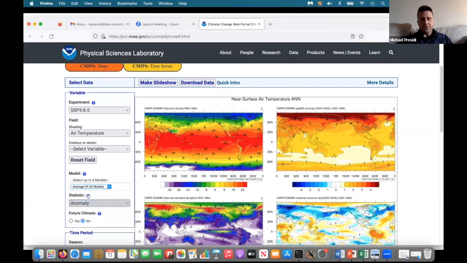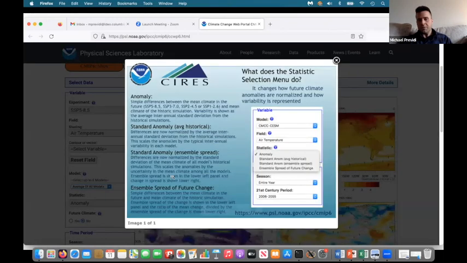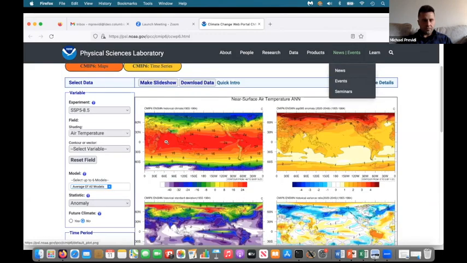And if you click on the little question mark here, there's some information about those other statistics that you can examine. And I'll note that in this plot that's shown here as an example, and also in the exercise that we do today, we'll focus really on this plot in the top right here, which is the anomaly. So it's the climate change between your reference period and your end of century period.